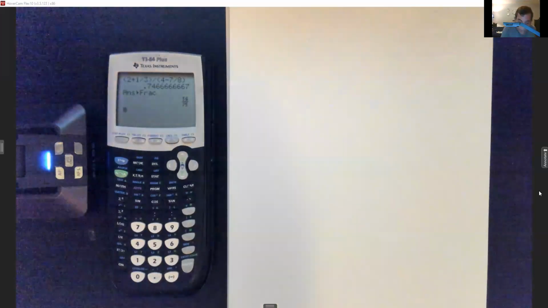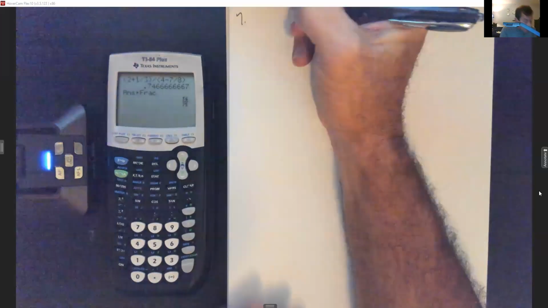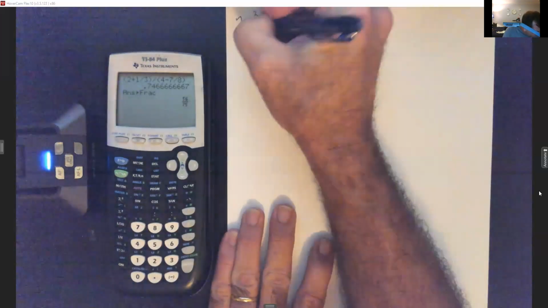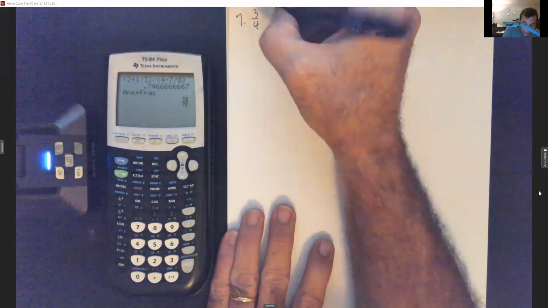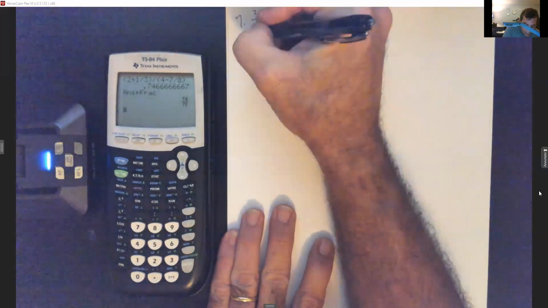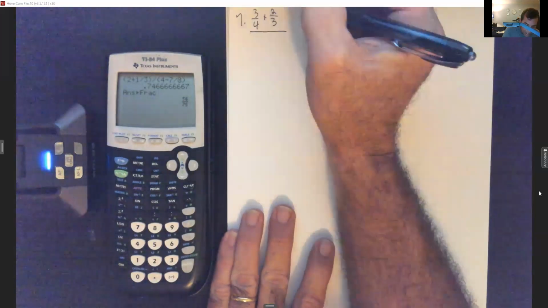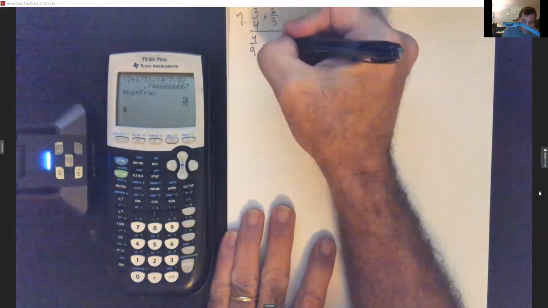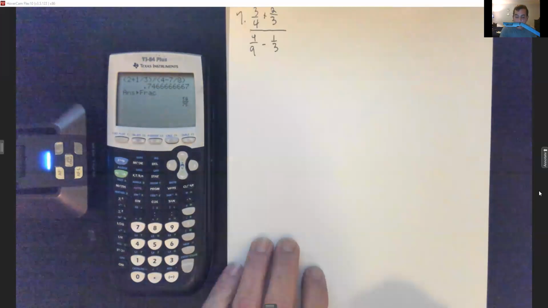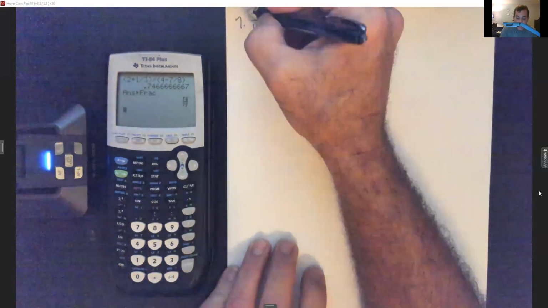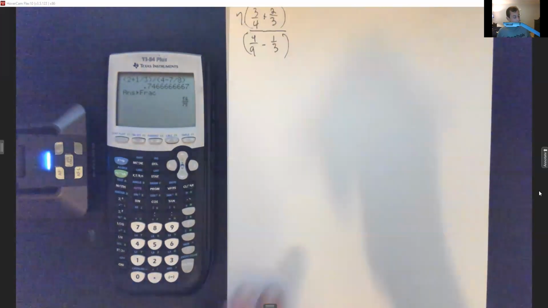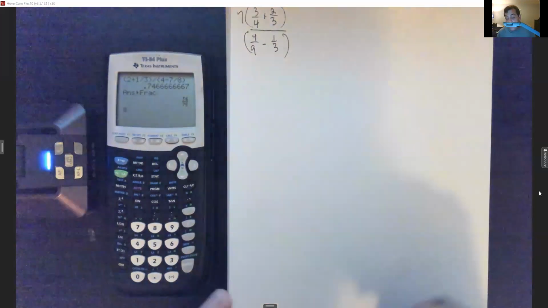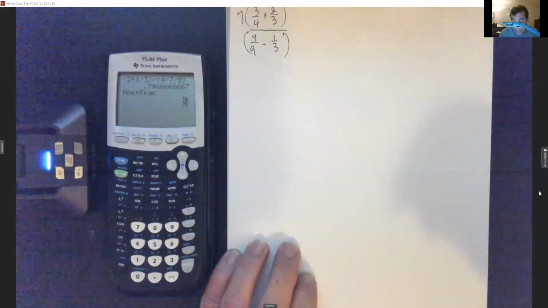And they're going to do more of these little complex fractions, okay? This one has 3/4 plus 2/3 all over 4/9 minus 1/3. So if you did this one on the calculator, make sure you put parentheses around the top and parentheses around the bottom. It'll give you a decimal, so then you're going to turn that decimal into a fraction, okay?